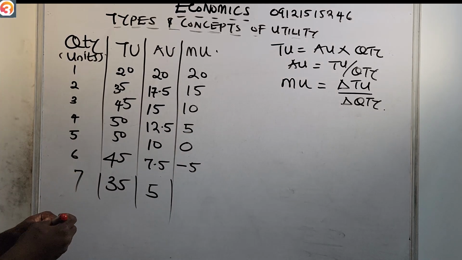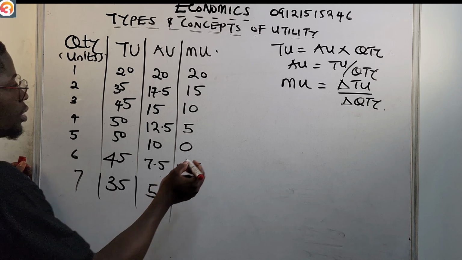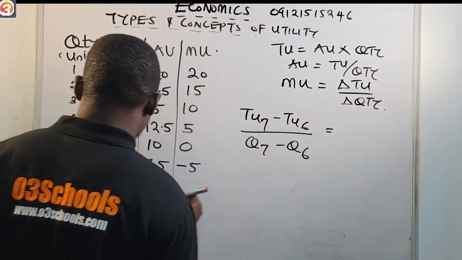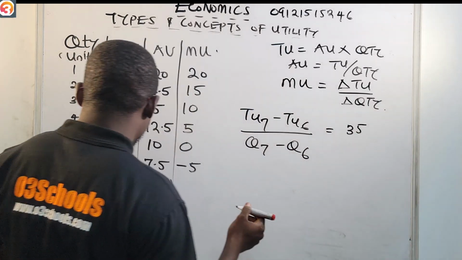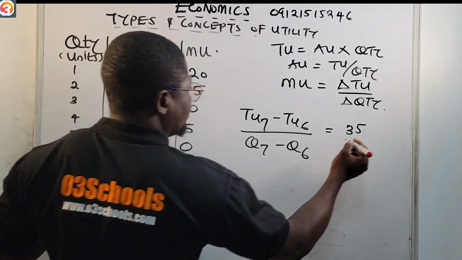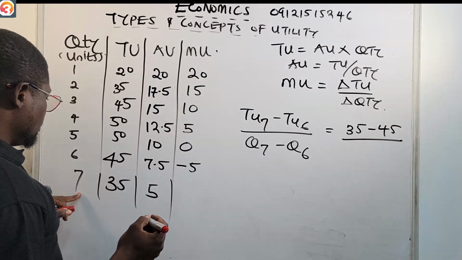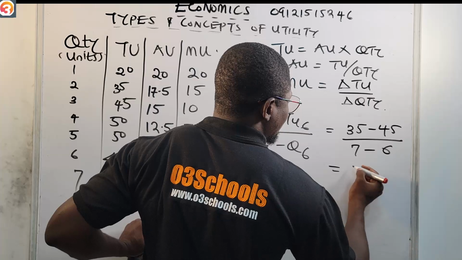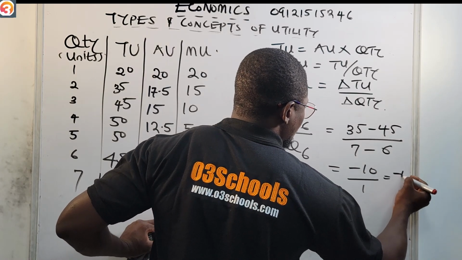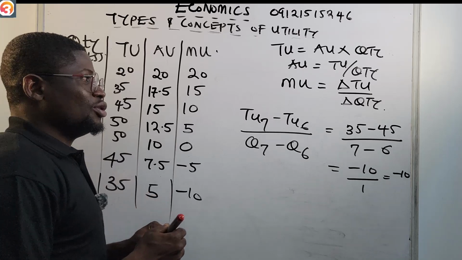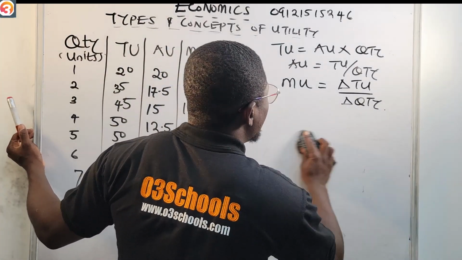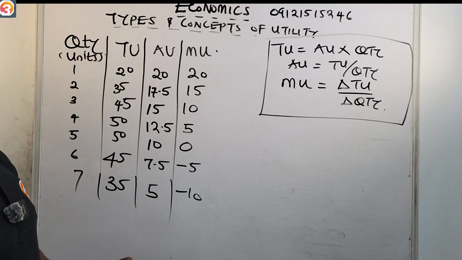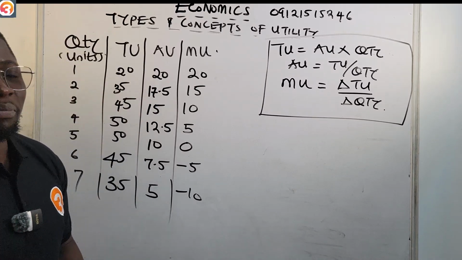That is for 7 now. So I'm going to have TU7 minus TU6 over Q7 minus Q6. TU7 is 35, TU6 is 45, Q7 is 7, Q6 is 6. 35 minus 45 is minus 10, over 1, which is minus 10. So here's minus 10. All right, so you see how I've used the formulas. They are very, very useful. That's why I expect you to take note of them. We use them to complete our schedule.